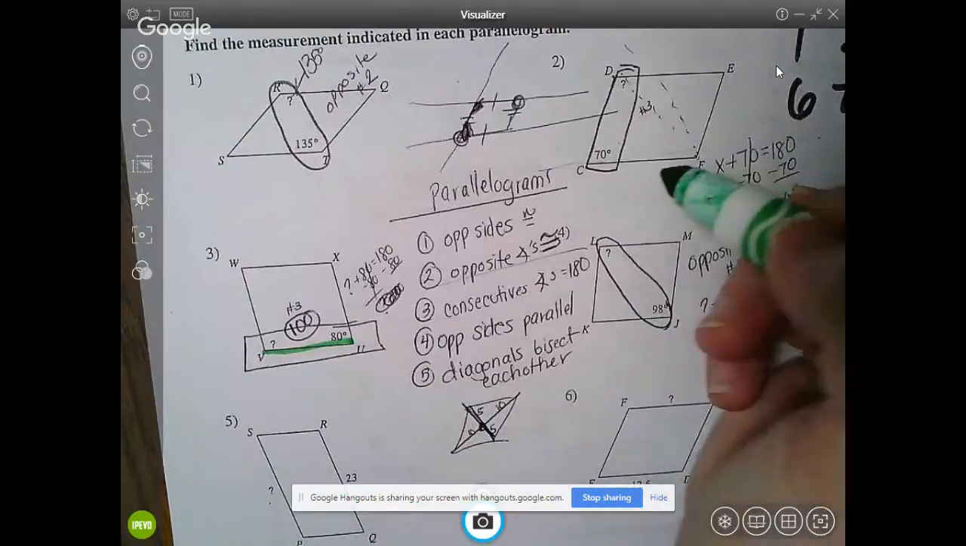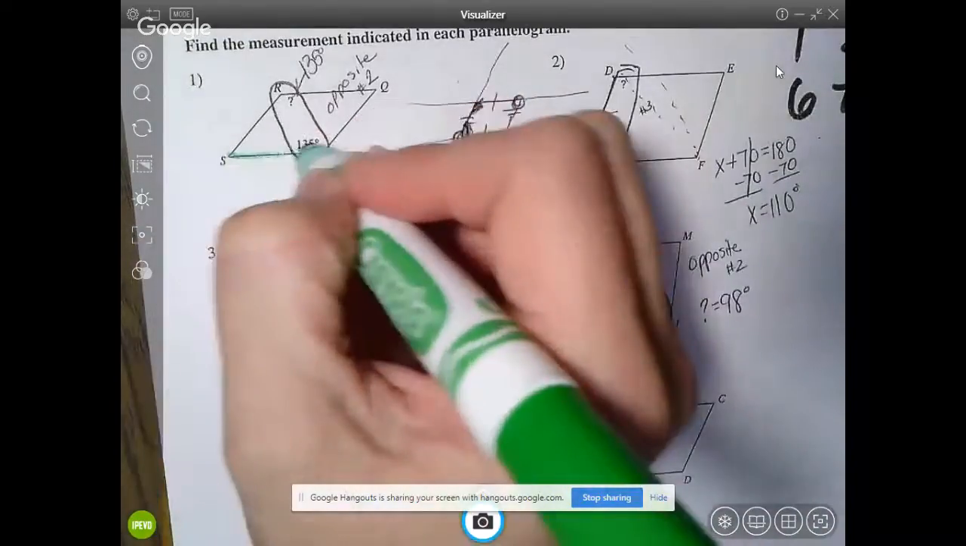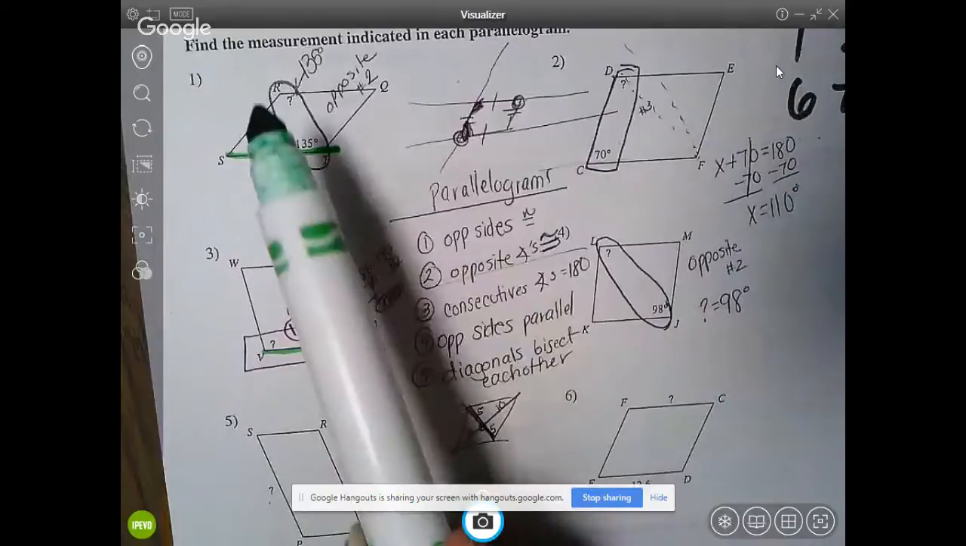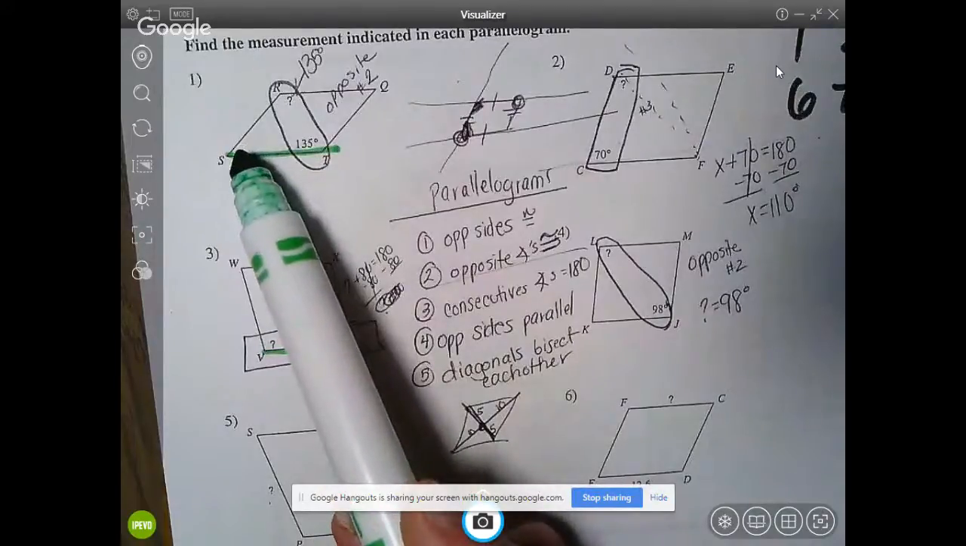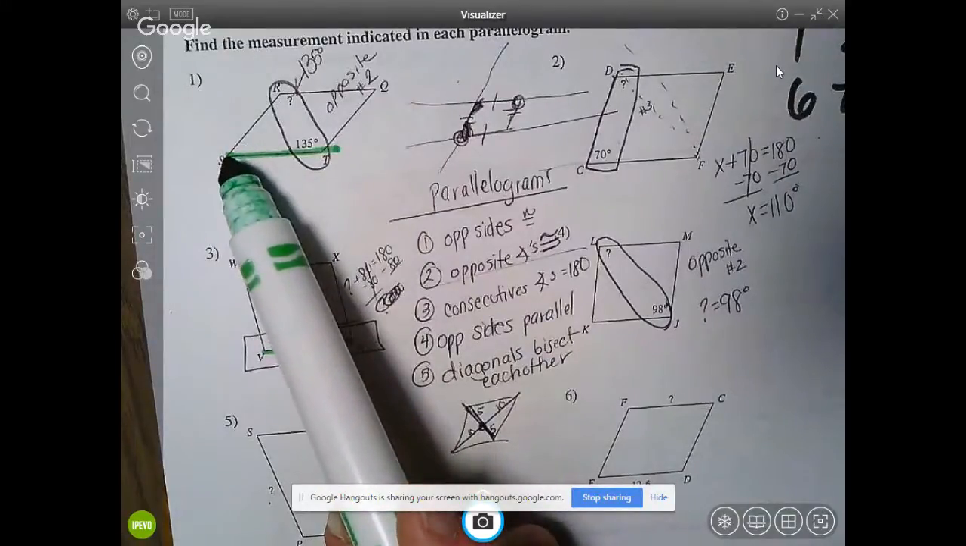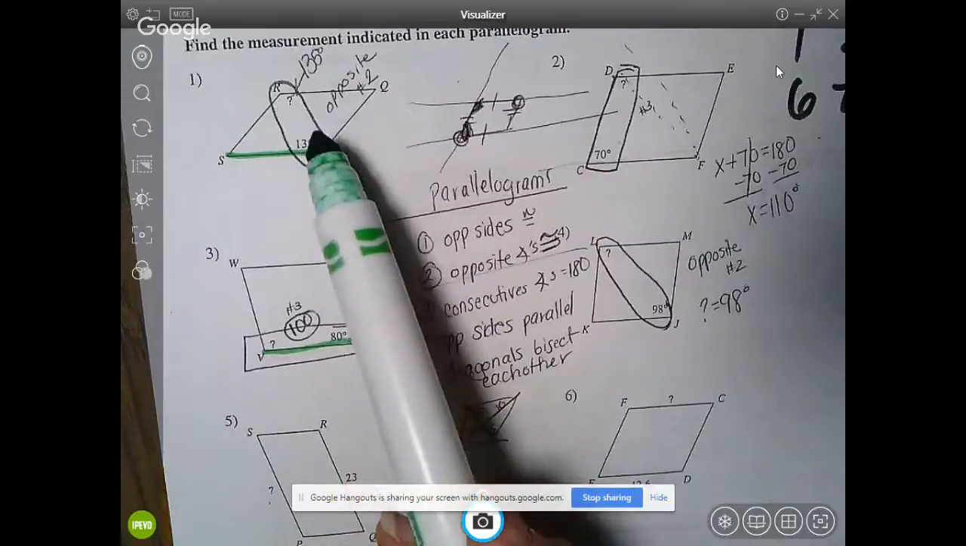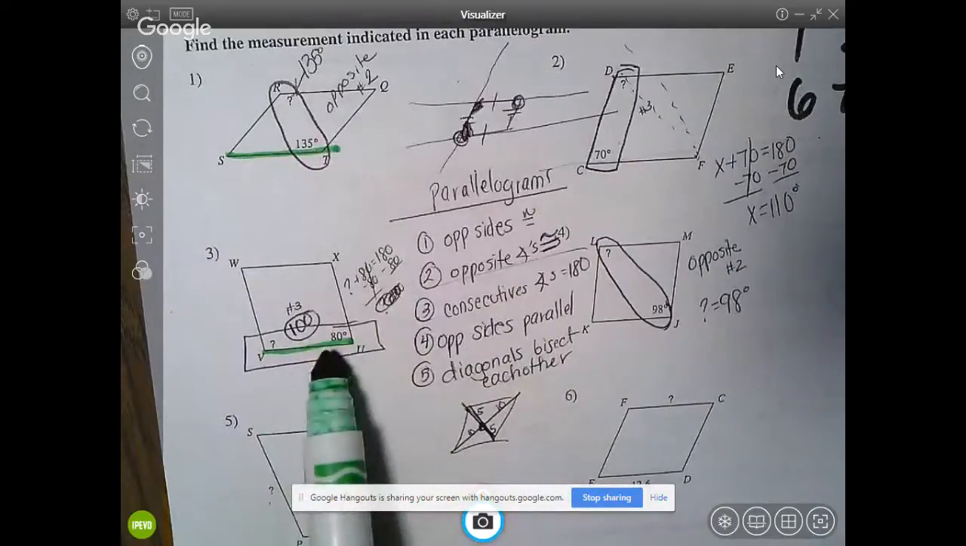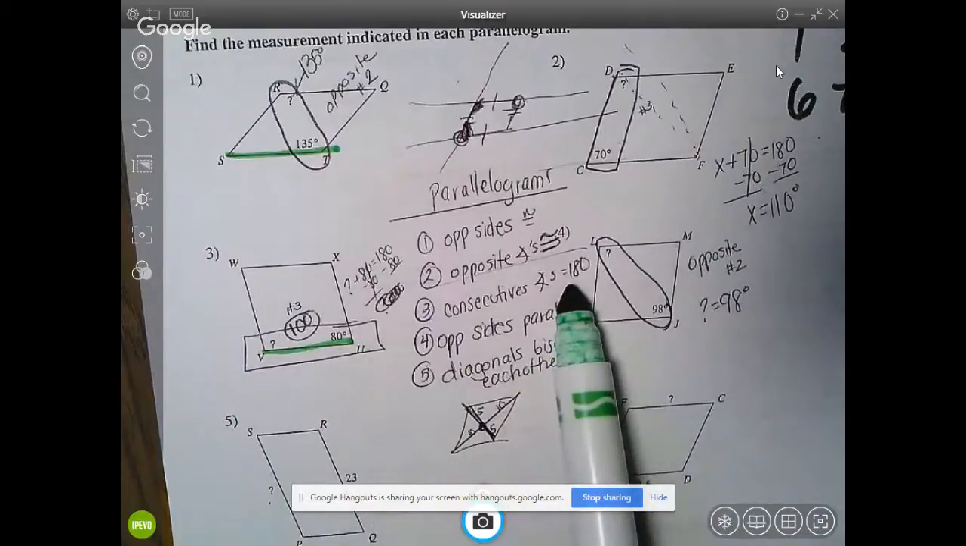If I go up here and I draw my line here, because the 135 is touching the green line, but the question mark is not touching the green line, they're not same side. They're opposite. So that means that these two are equal. But if they touch the same side, that means they equal 180.